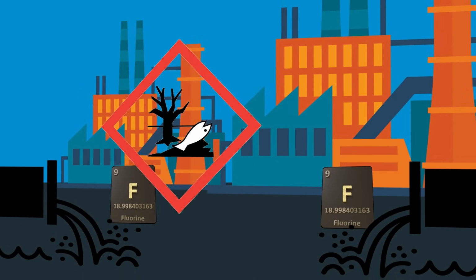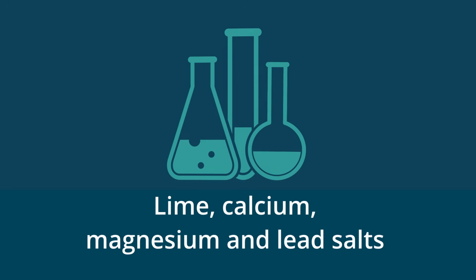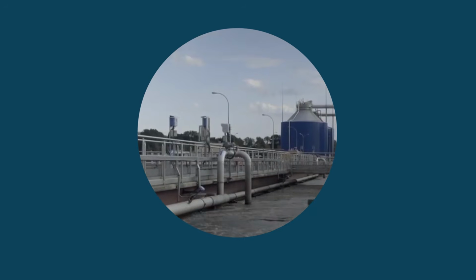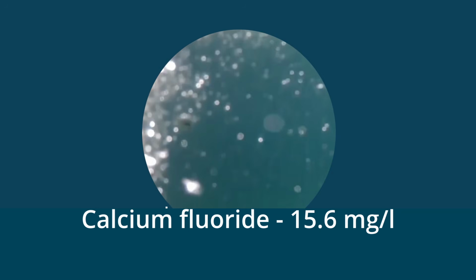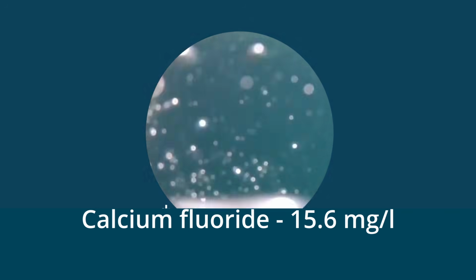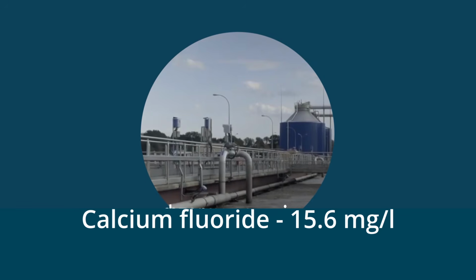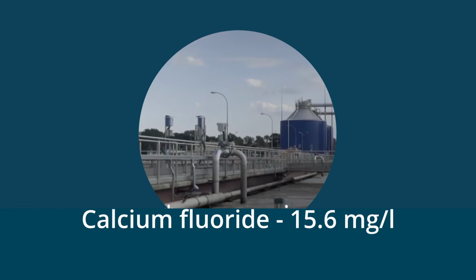The chemical method involves the use of the following chemical agents: lime, calcium, magnesium, and lead. Among the chemicals listed above, calcium compounds, in particular, industrial lime, are the most effective fluorine precipitants, as they form calcium fluoride, which has a solubility in water of just 15.6 mg per liter. This chemical reaction allows reducing the fluorine content to a level that meets public health regulations.